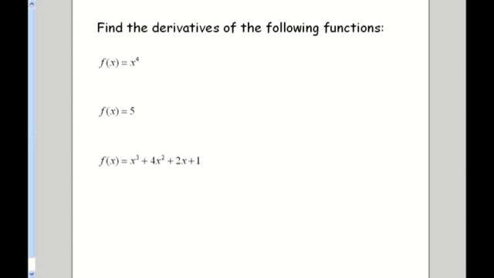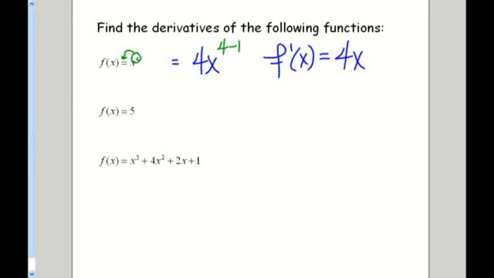The idea here is that this 4 is going to move to the front to give me 4x. And then on the exponent part, I'm going to subtract 1. So it moves to the front, and I take 1 away. So my derivative here, my f prime of x, is going to be 4x cubed. That's going to be going real fast as you do this more. This 4 is just going to come to the front, subtract 1 to make it 3.